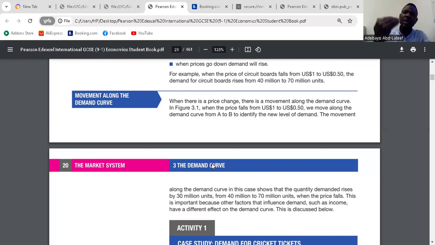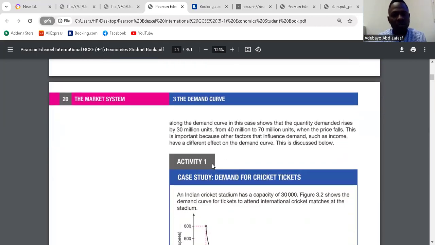So for movement, if the price is increasing, it brings about contraction. If the price is falling, it brings about expansion. The higher the price, the lower the quantity demanded. The lower the price, the higher the quantity demanded. Is it clear? Yes. So we'll move on.